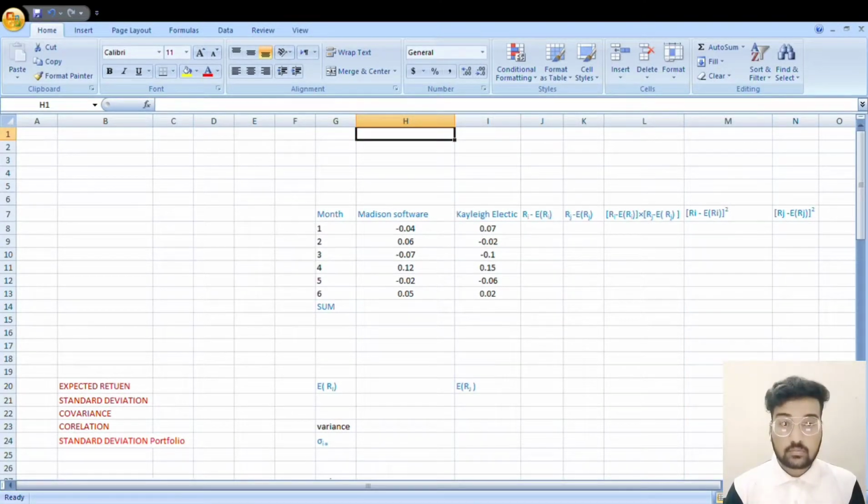Assalamu alaikum. So today in this video we're going to learn about expected return of a portfolio, standard deviation, variance, covariance, correlation, and the standard deviation of a portfolio. So let's start the video.